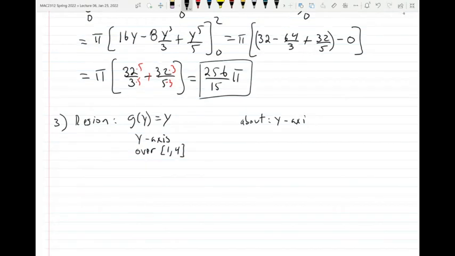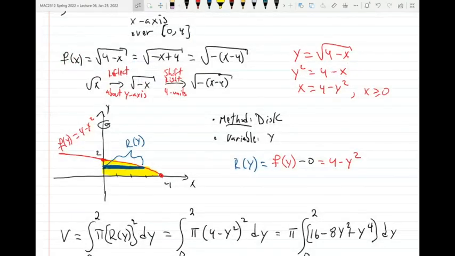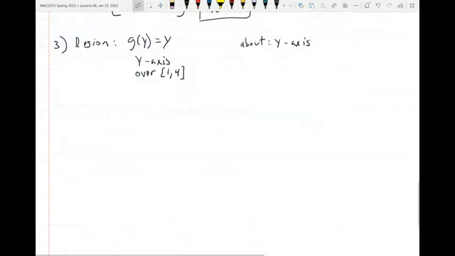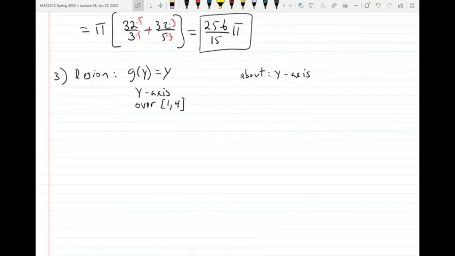Originally, I wanted the top problem to be about the x-axis, not about the y-axis. But that's okay. We did it about the y-axis. Anyways, let's do another one about the y-axis. Here it's kind of clear that I want it to be about the y-axis because I'm giving you the function already in terms of y, right?